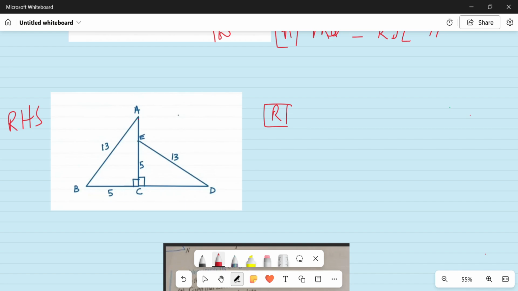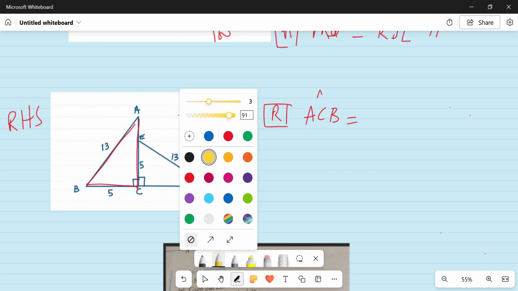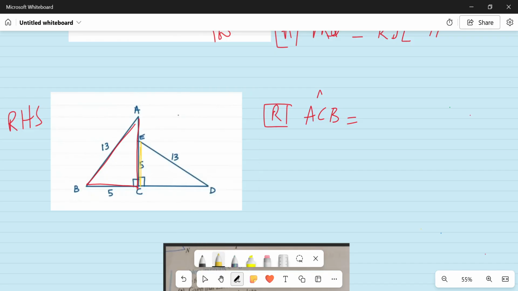See, the larger triangle, angle A, C, and B. We say that angle ACB is equal to angle ECD. Where is ECD? One minute. ECD, this one. E, C, and D. They both are equal, and that is 90 degree.